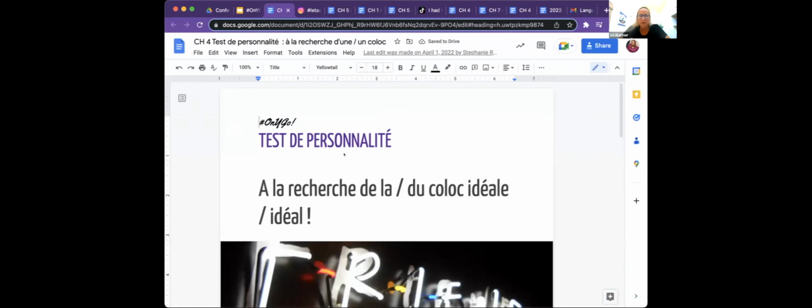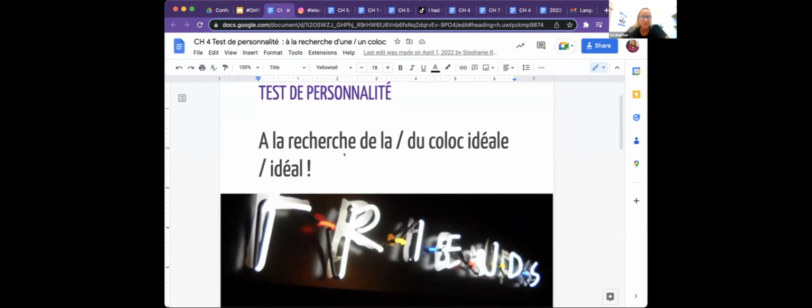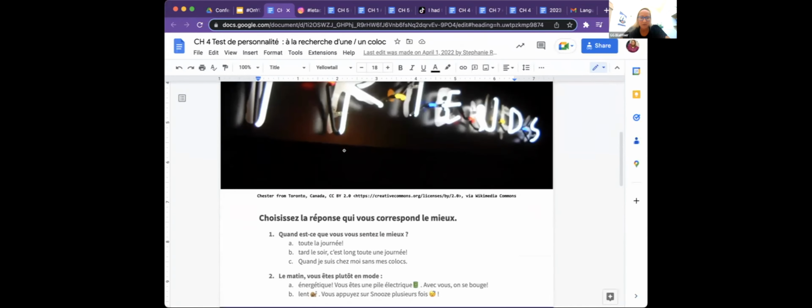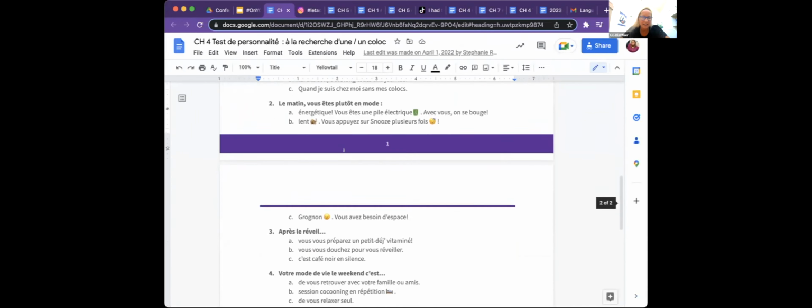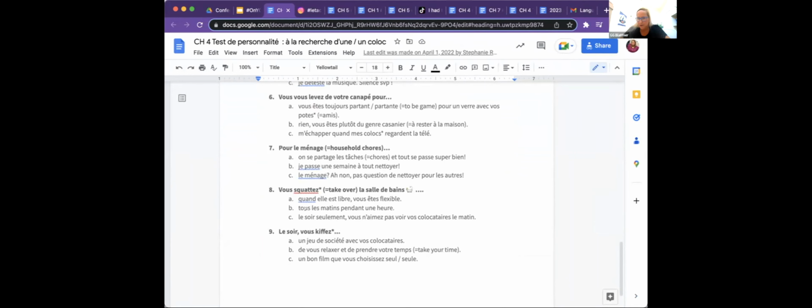And I'm not going to go through the test de personnalité, which is actually a pretty fun activity that we've integrated in our chapter 4. But what I wanted to focus on here is on question 8 and 9. These are the type of ways where we introduce these familiar items such as vous squattez la salle de bain, and they have to answer the question, or le soir vous kiffez, what do you want to do, and so on.